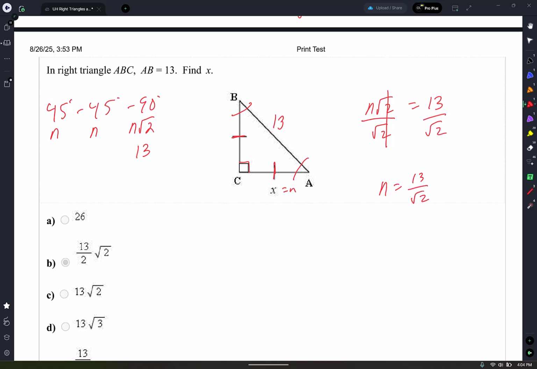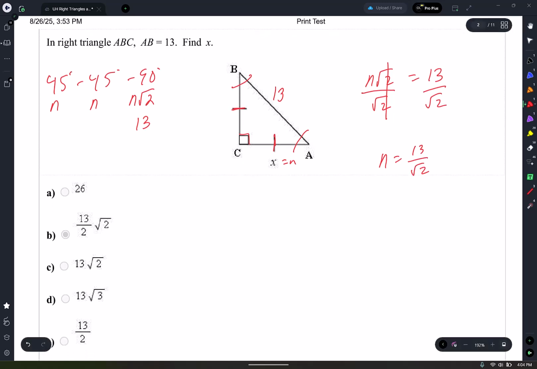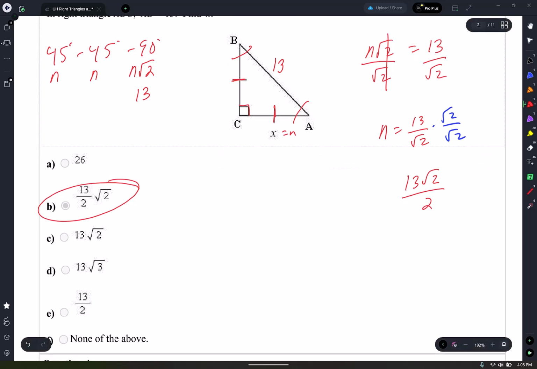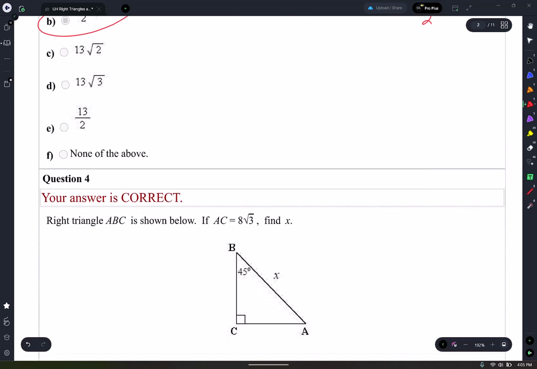Oh, where's the answer? How come they don't write it like that? Because they rationalize it. So you multiply that by square root of 2 over square root of 2. So then we get 13 square root of 2 over 2. And there it is. Are we okay? Okay. All right. Let's go to question number 4.